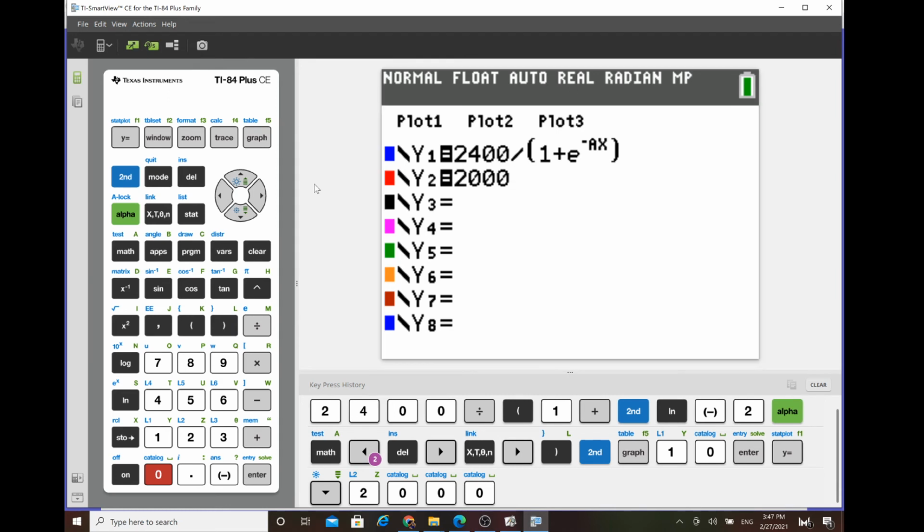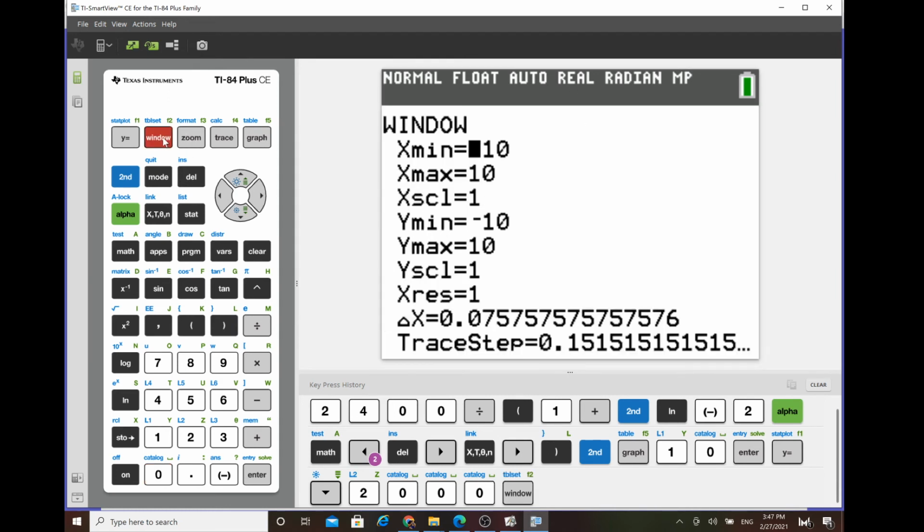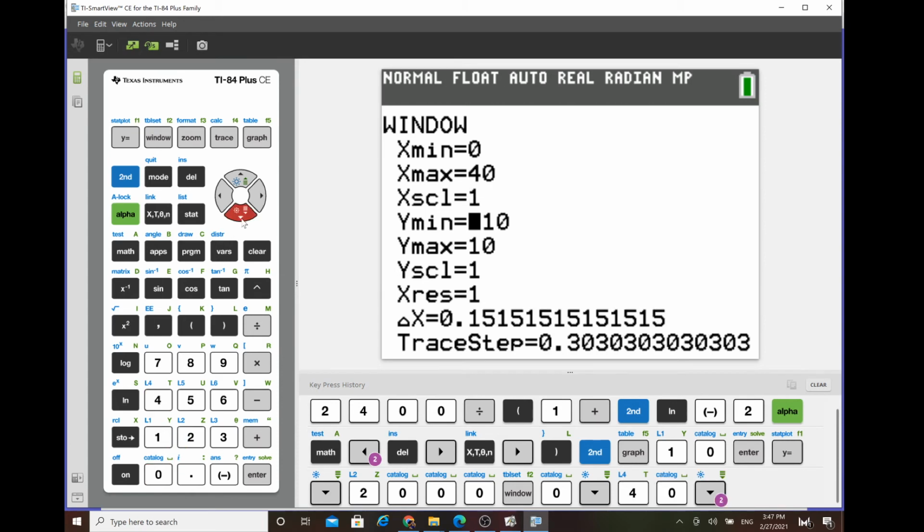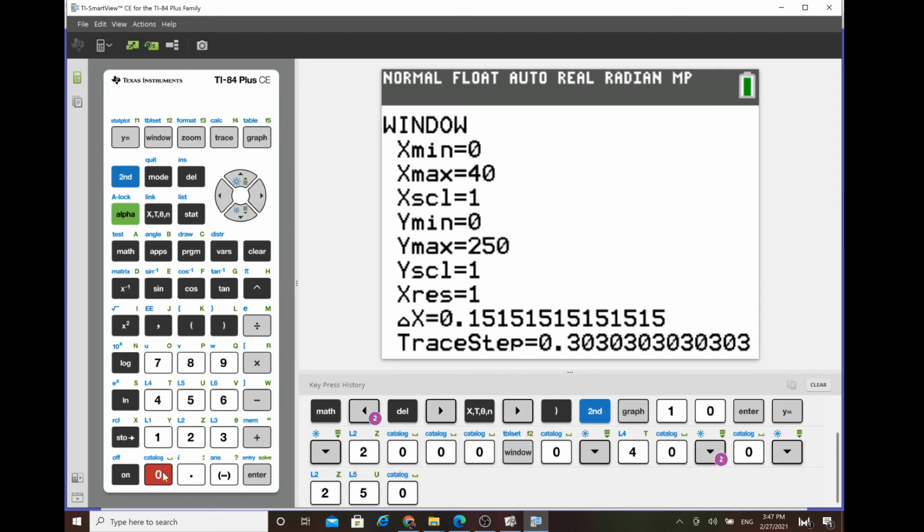Go to window first and change the scale. X min, change that to 0 because we started with year 0. 10 is kind of small, so let's make it bigger, probably 40. Then y min starts at 0, and for y max, we do know the maximum capacity is 2,400, so let's make it 2,500, just to get some space to see the whole graph. Everything else, keep the same. Then hit graph.